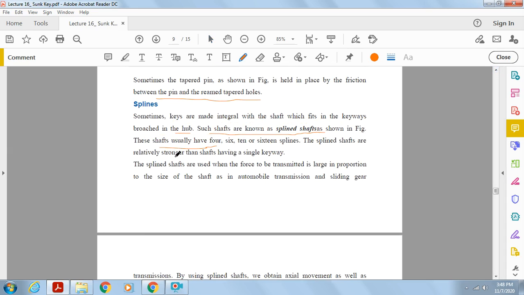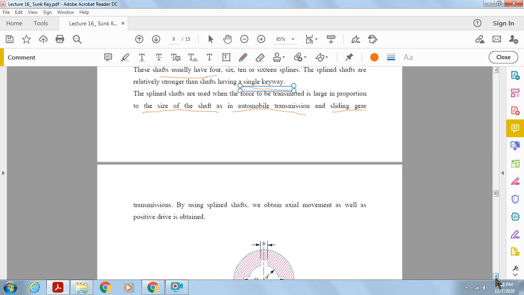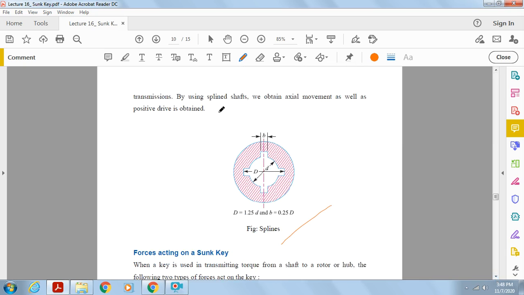The spline shafts are relatively stronger than shafts having a single keyway. The spline shafts are used when the force to be transmitted is large in proportion to the size of the shaft, as in automobile transmission and sliding gear transmission. By using splined shafts, we obtain axial movement as well as a positive drive.